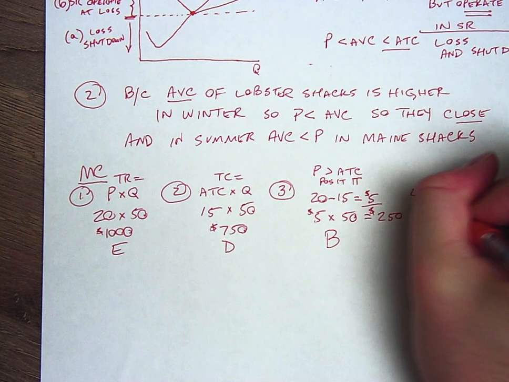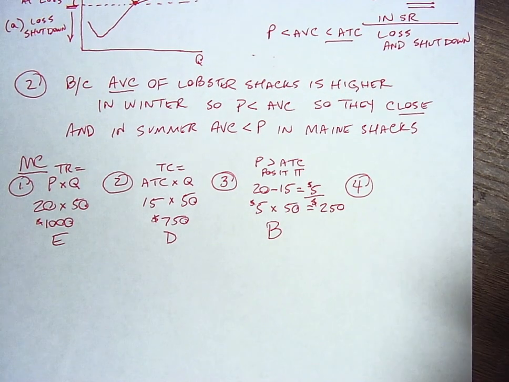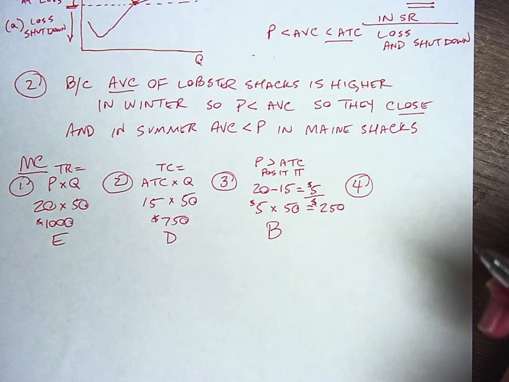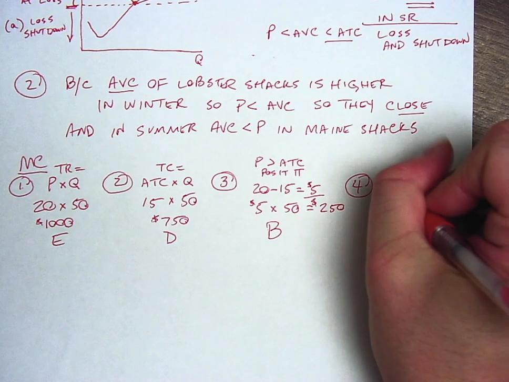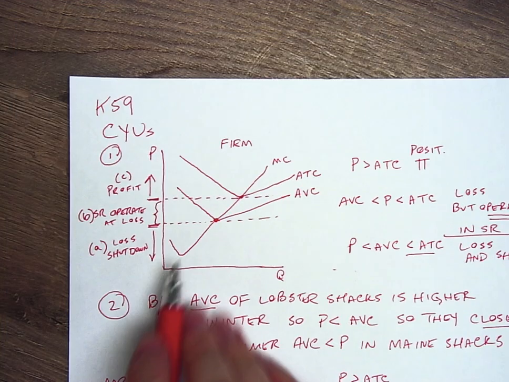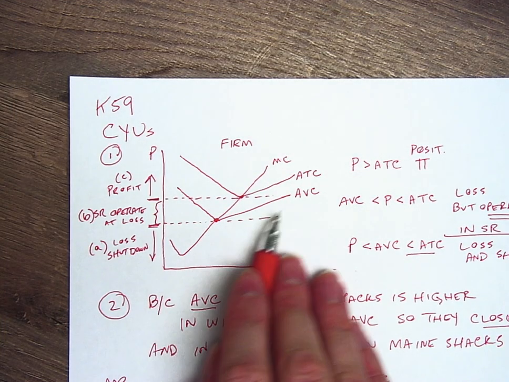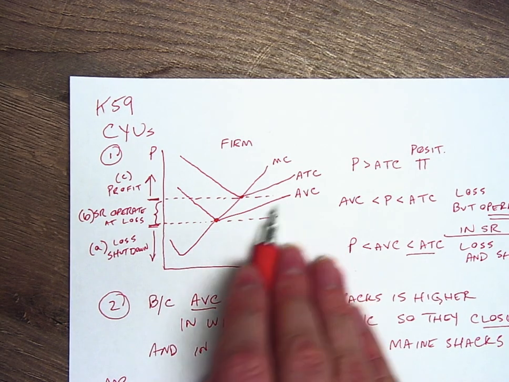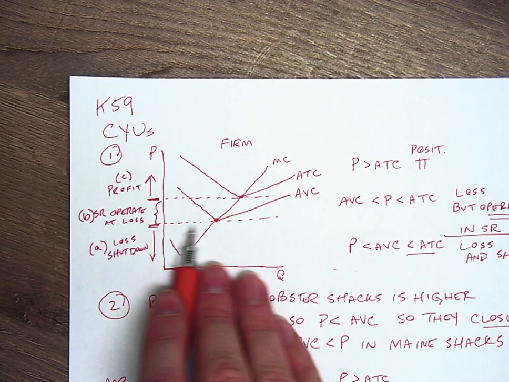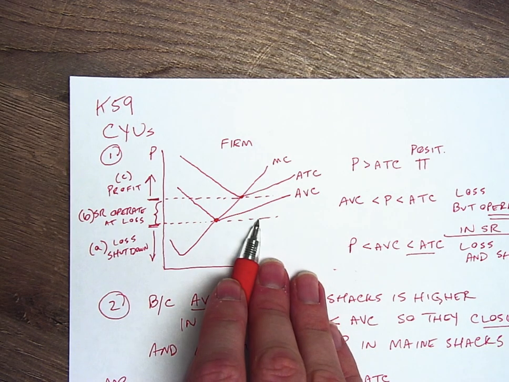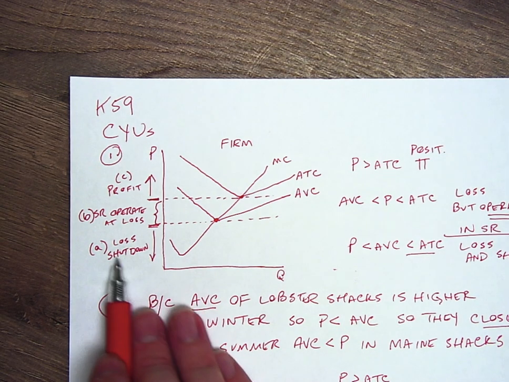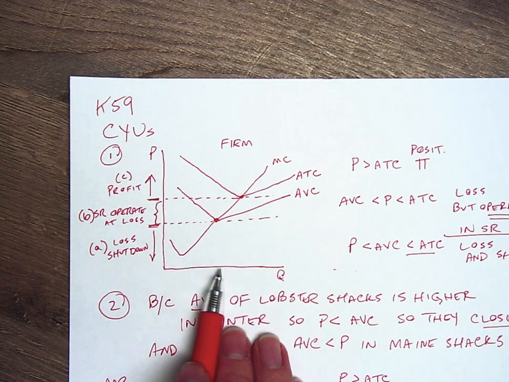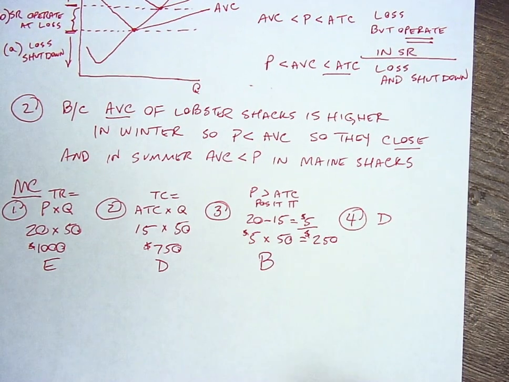Number 4. A firm should continue to produce in the short run as long as the price is at least equal to, well, this is just a definition of minimum AVC, D. So as long as the price is at least where the minimum of AVC is, right? You think about the minimum point here, if the price is at least that, then the firm should produce in the short run. It should shut down immediately if the price goes below that. So we're going to say D.